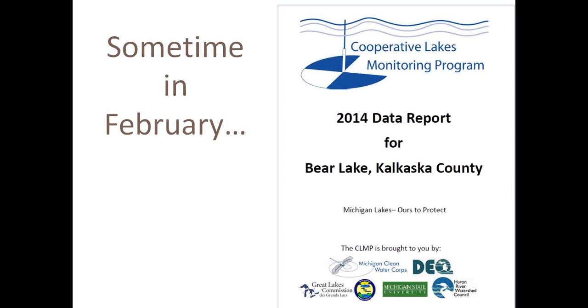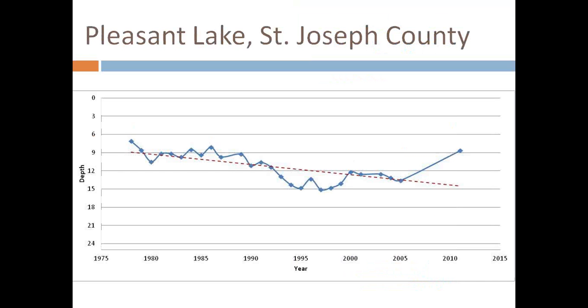And then after a good number of months, because we need to do a lot of lab work with the other parameters, we'll produce a data report that goes through your results. Starting new in 2014, we developed these for each individual lake, so each lake will get their own data report. It will include graphs for all the parameters you're enrolled in. This is an example of a Secchi disk graph.